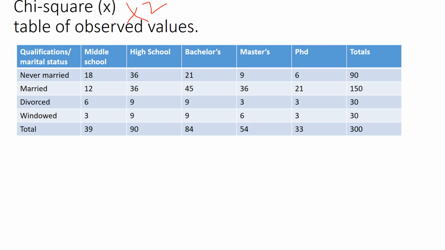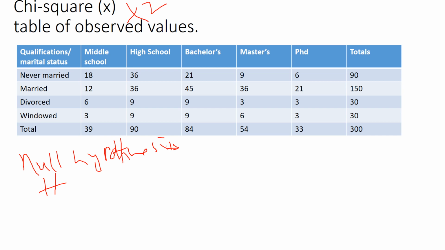So in this case, our null hypothesis, we can see that there is no relationship between the marital status and education qualification. And in our alternative hypothesis here, we can say that there is a significant relationship between the marital status and education qualification.